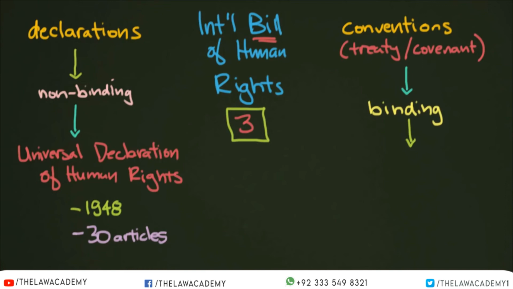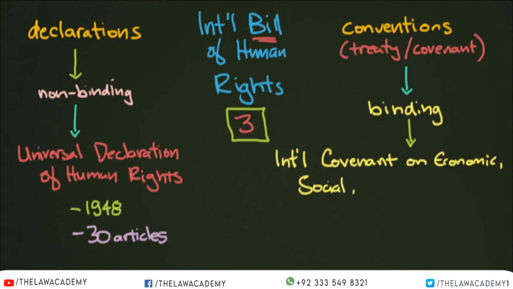Now, in 1966, there were several of these signed. There were actually two important ones, though. The most important ones, there's two for human rights, is the International Covenant on Economic, Social, and Cultural Rights.